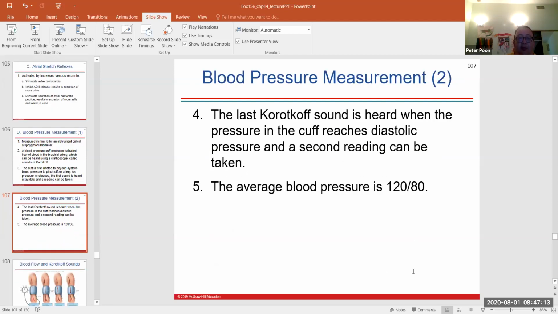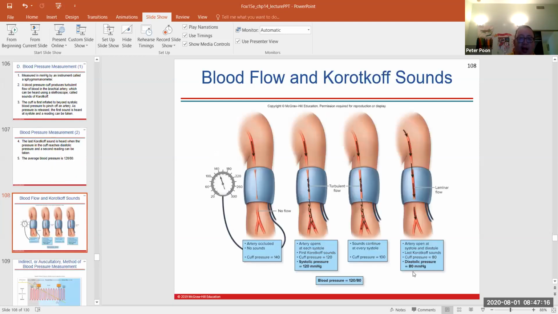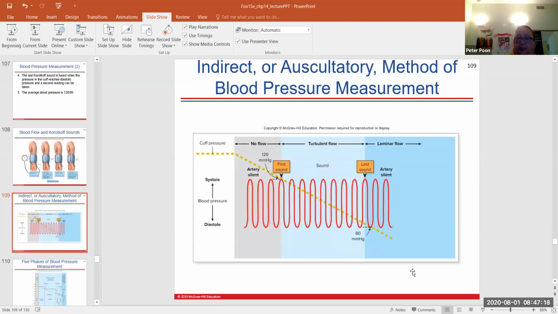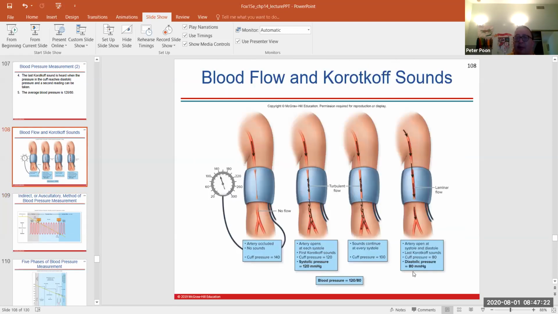So, blood pressure measurements. I'll let you guys read that on your own. You guys should be able to measure blood pressure. I think lab number 6 actually deals with measuring blood pressure. But basically, let's go through this really quickly.